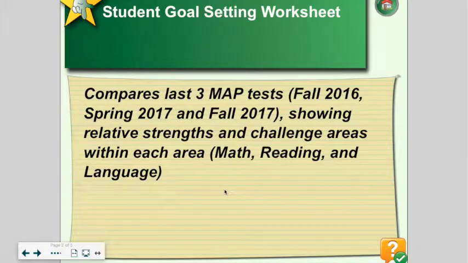The purpose of the goal setting worksheet, which is the exact one that we handed out last year, is that it compares the last three MAP tests, specifically from fall of last year, 2016, last spring, and then again the most recent one in September and October. It shows the relative strengths and challenge areas in each area, both math, reading, and language usage. So let's take a look at one of these.